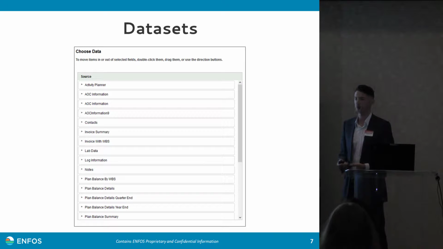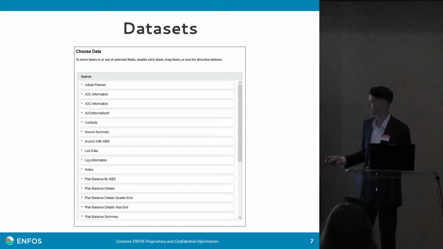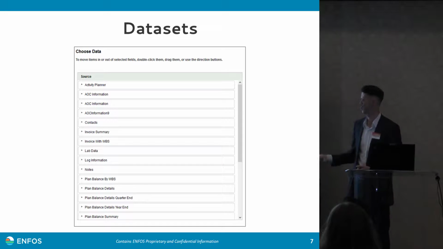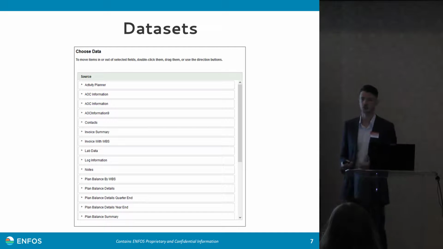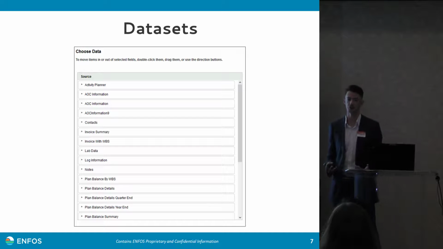So that domain is made up of all of the data sets. So each one of these, this is a little tough to read, but at the top here we've got activity planner, AOC information, which there are 3 of, which I'll explain why in a minute, contacts, invoice summary, invoice with WBS, laboratory data, user log information, as well as things like notes, plan balance by WBS, and you can see we've got the scroll bar on the side, so there's another dozen or so that we can't see. As we continue to roll out the business intelligence submodule, we'll be adding more data sets, so you'll be able to have things like your additional information fields.